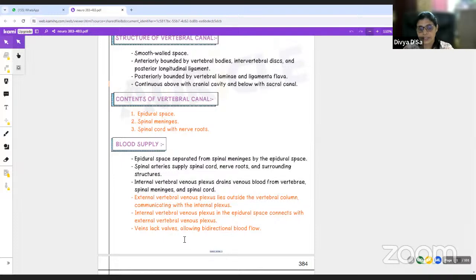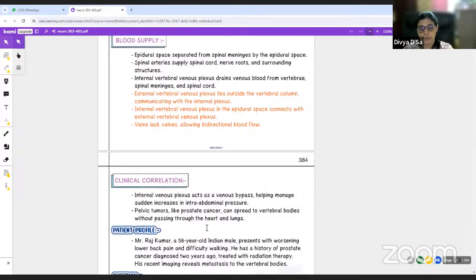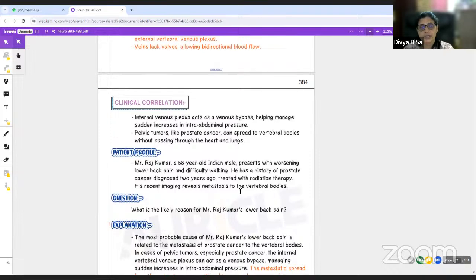The veins here lack valves and there will be bidirectional flow. So the internal vertebral plexus acts as a venous bypass, and helps manage the sudden increase in intra-abdominal pressure. So pelvic tumors like prostate cancer can spread to the vertebral bodies without passing through the heart and lungs. Through this vertebral plexus, it can reach the vertebral bodies.